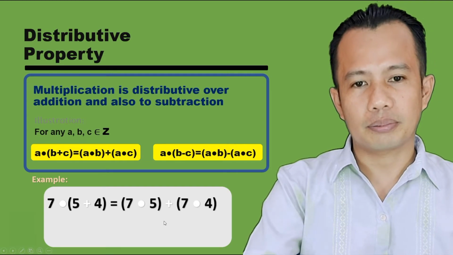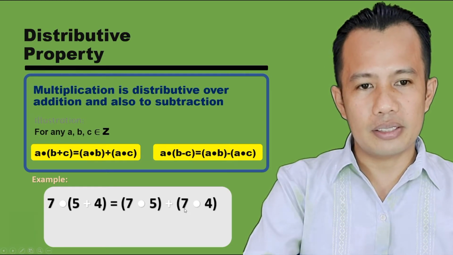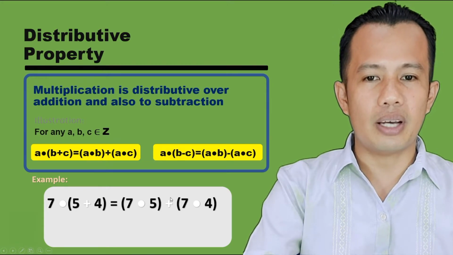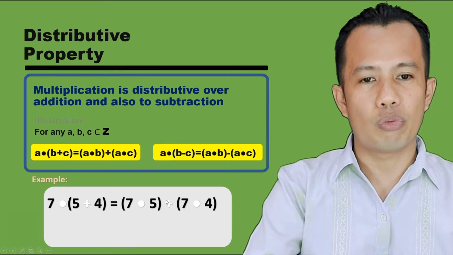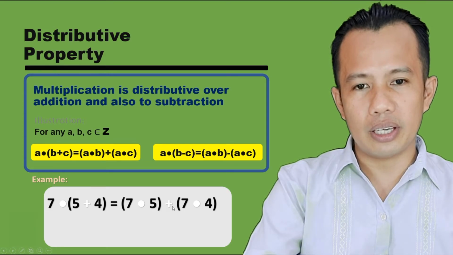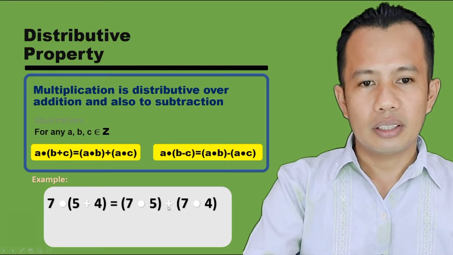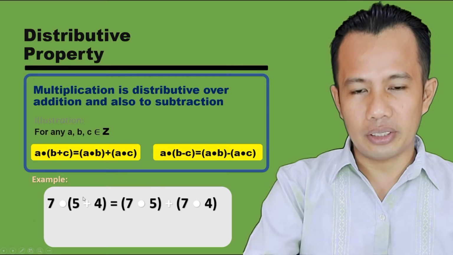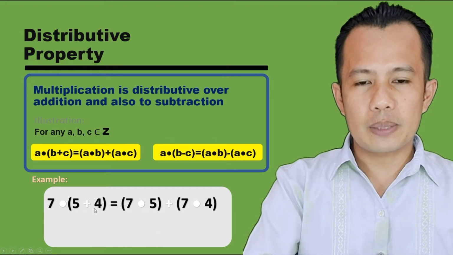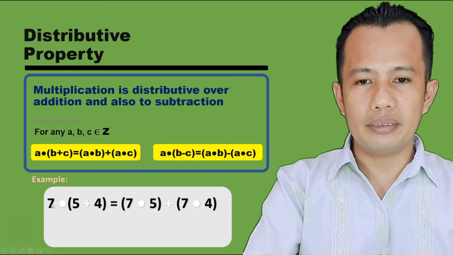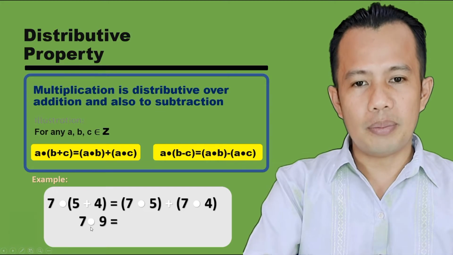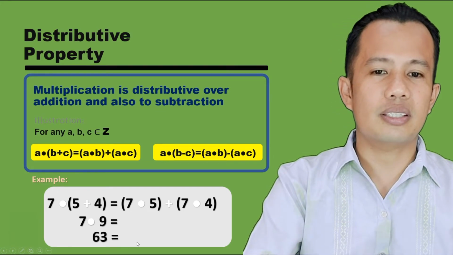Let's see. 7 times 5 and 7 times 4. But wait, let's look at the operations in between these quantities. It is positive. Where did we get this one? This positive or the addition sign here is from this operation here, this plus sign here. So let's double check. 5 plus 4 is equal to 9 times 7 is equal to 7 times 9. 7 times 9 is equal to 63.